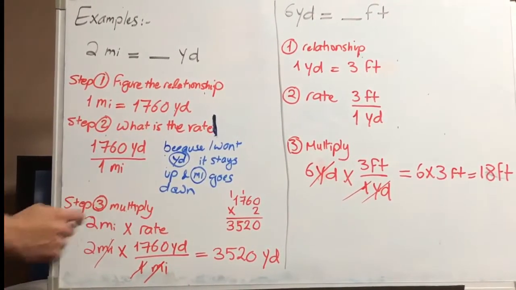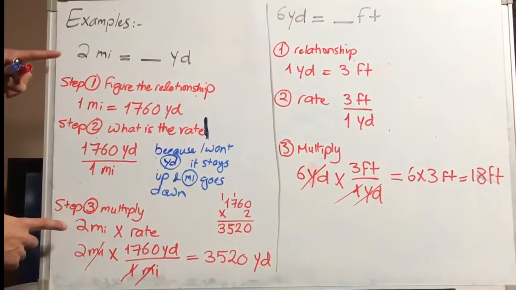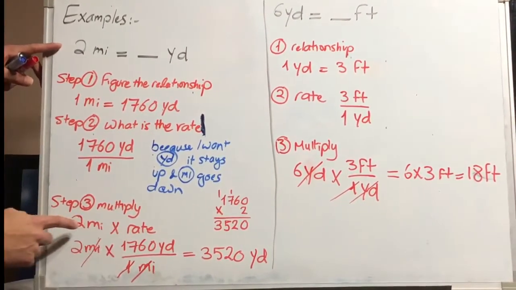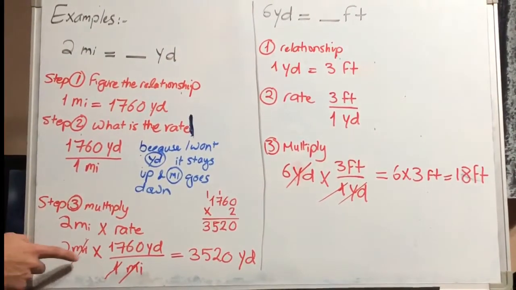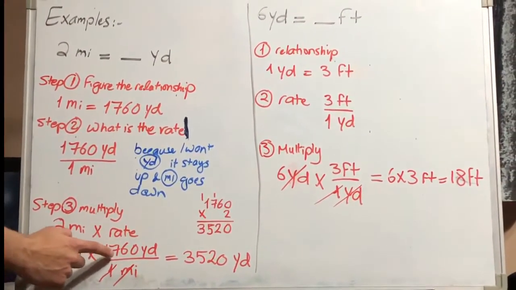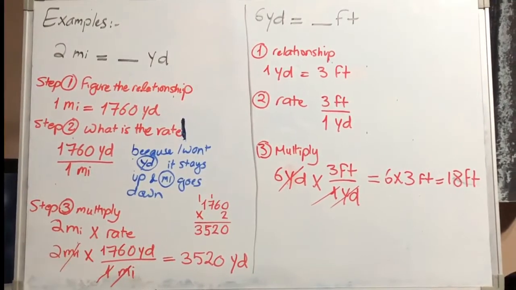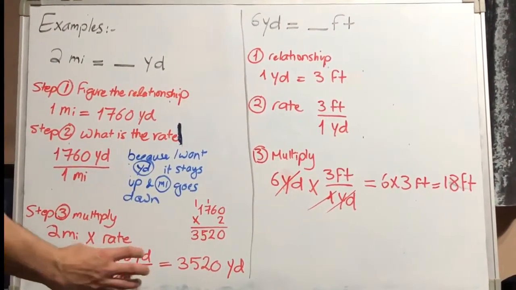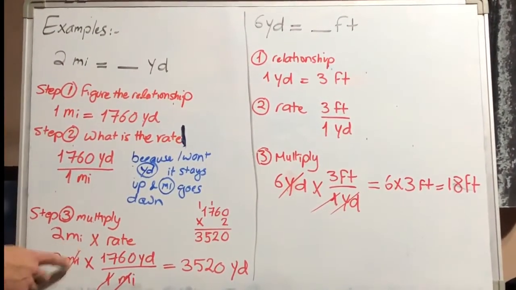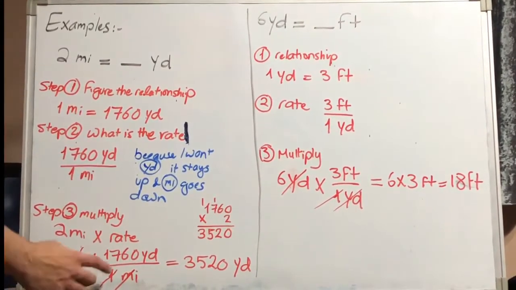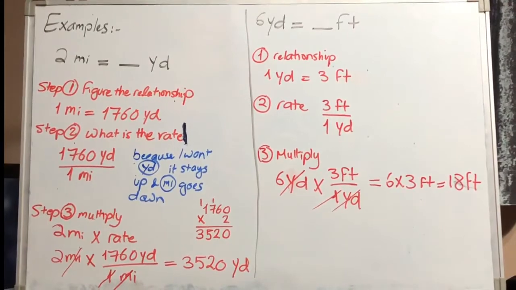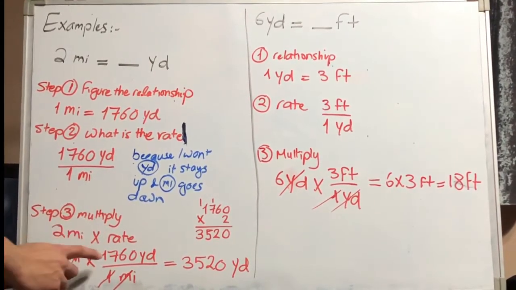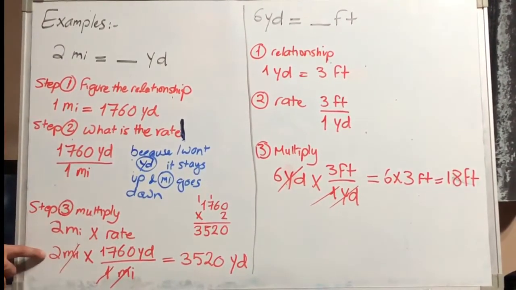Step 3, multiply. I have the 2 miles multiplied by the rate. I need to multiply the 2 miles by the rate in order to get how many yards. So I have 2 miles multiplied by 1,760 yards over 1 mile. This is the rate. Mile goes away with mile, and anything divided by 1 is itself, so the 1 is insignificant here. So I end up with 1,760 multiplied by 2.